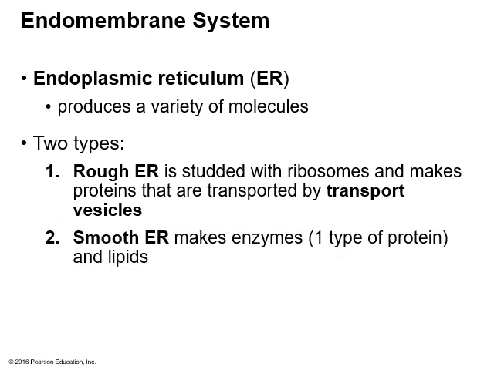Then there is smooth endoplasmic reticulum, and this is in charge of making enzymes specifically. You might remember that enzymes are one of the types of proteins that are used for helping chemical reactions go along. Smooth endoplasmic reticulum is also used for making lipids.